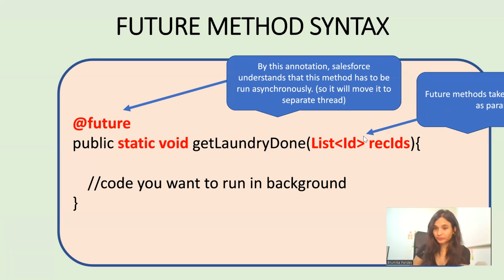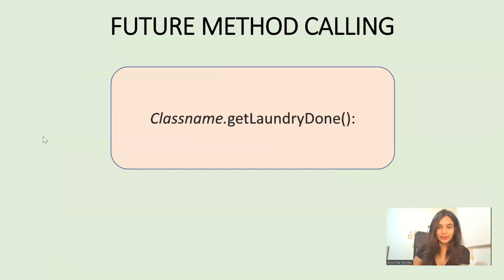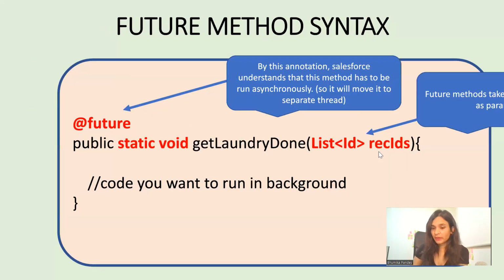Okay, now the third point of the syntax is that it only accepts primitive data types. Primitive means boolean, integer, or list of IDs, the way I have written here, right? But any kind of non-primitive parameters you cannot pass here.